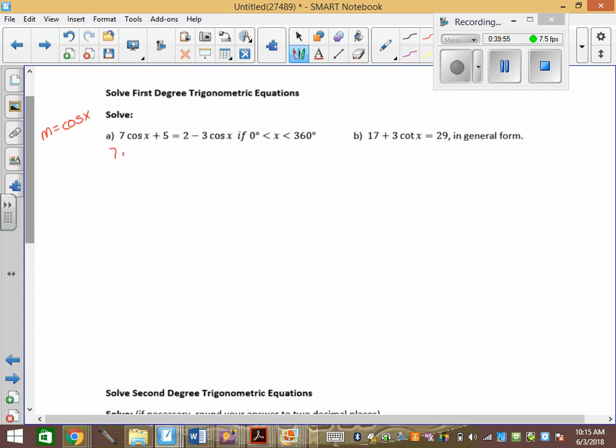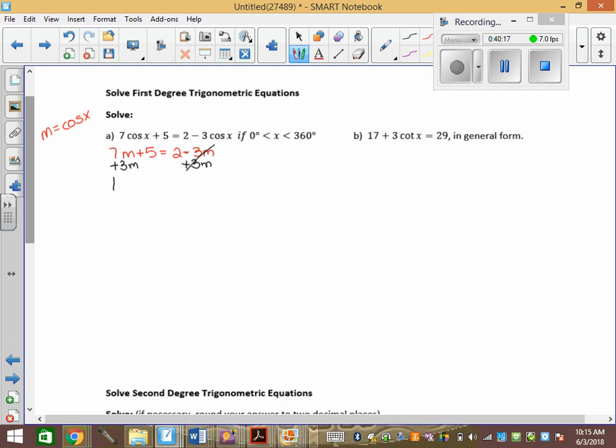So you're going to get 7m plus 5 equals 2 minus 3m. You could check this once again with your calculator. There's an equal sign in only one variable. Restrict your domain, your window, between 0 and 360. So this you could check with your calculator. So we're going to get our m's together. We're just solving linear equations.